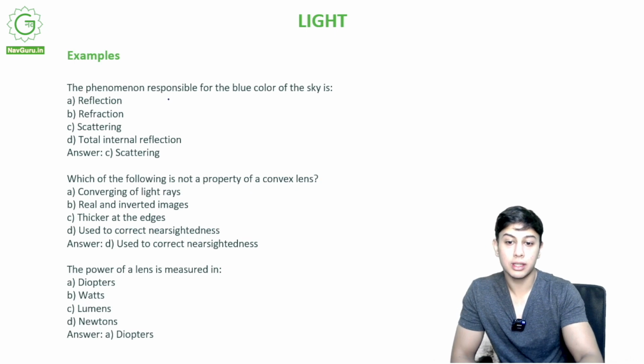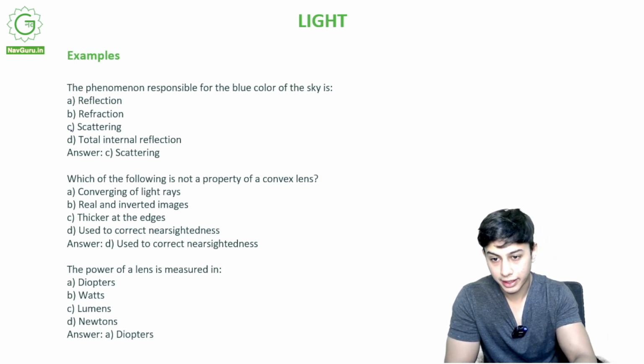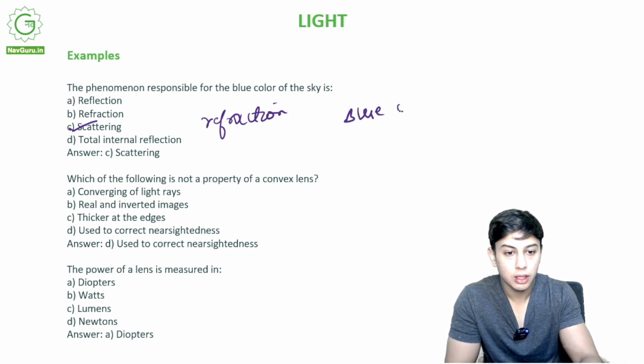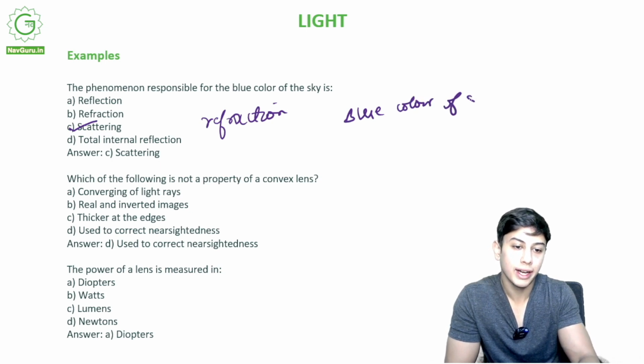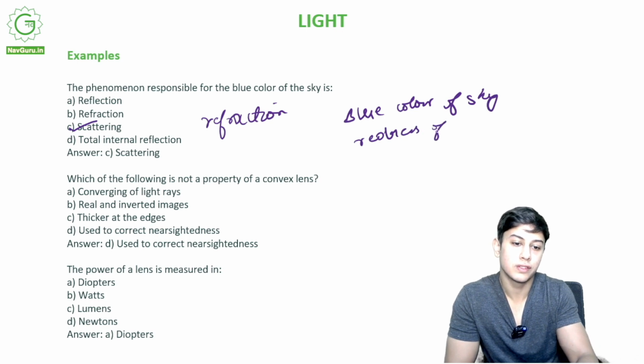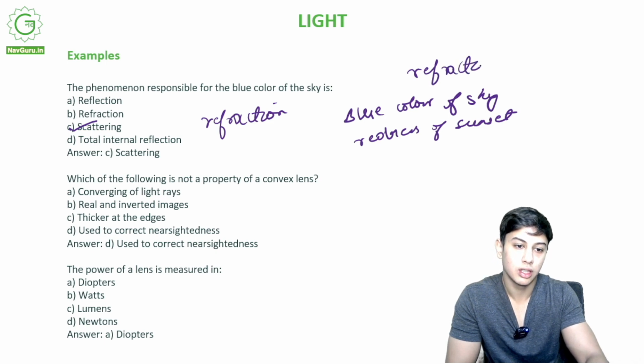The phenomenon responsible for blue color of the sky is what? Scattering, refraction. Blue color of sky, redness of sunset. This is all due to refraction. Alright, atmospheric refraction.